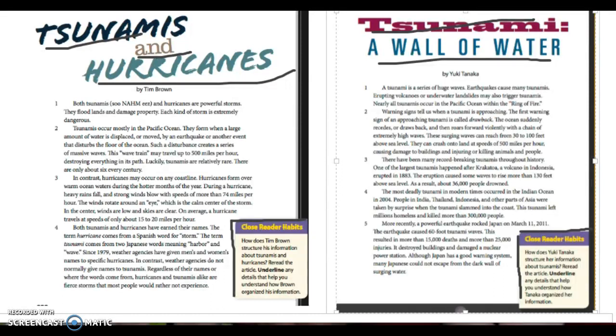Okay, I'm going to go back in that story and look for any clue words. Please take about 30 seconds to a minute and see if you can find any clue words that identify the structure of this passage.